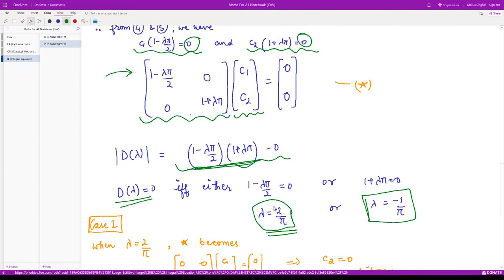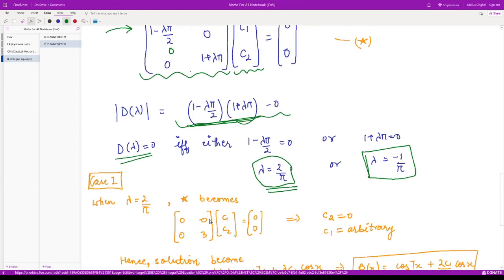When lambda is equal to 2 upon pi, this term is 0. So we have 0, 0, 0, and here we have lambda is equal to 2 upon pi, pi cancels, we have 3. So this becomes 0, 0, 0, 3, C1, C2 and 0, 0. So from here when you solve this, you get C2 is equal to 0, and you do not have any condition on C1. So that means C1 is arbitrary.